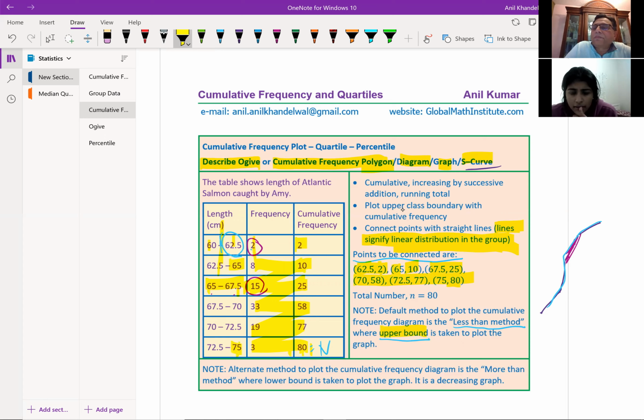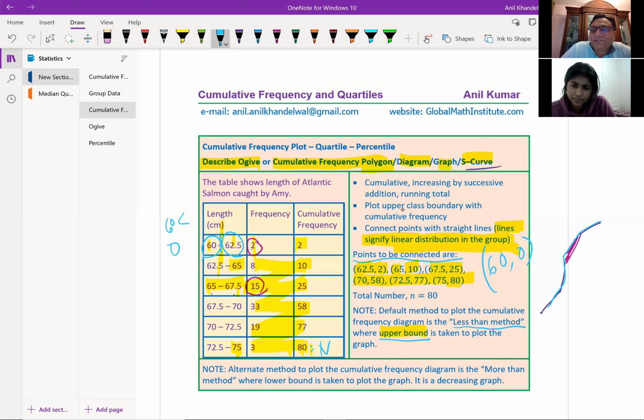Could I ask 2 questions? Sure. First question is, when you draw the polygon, you don't put it at the origin because it doesn't start at 0. Where do you know where to put the point? Is it at the lower bound? Is it 60? Good question. Very good. So what we do here is like this. How many are less than 60? So we'll go for less than 60. How many? 0. So that point is 60, 0.